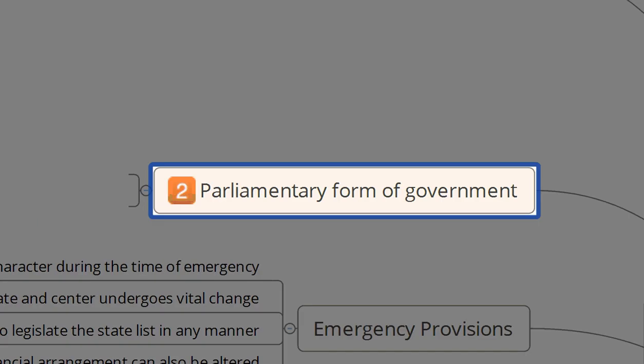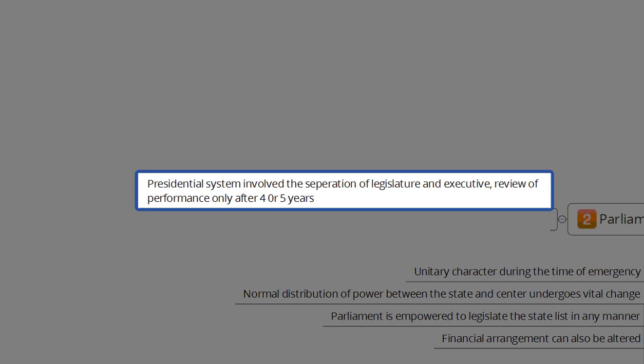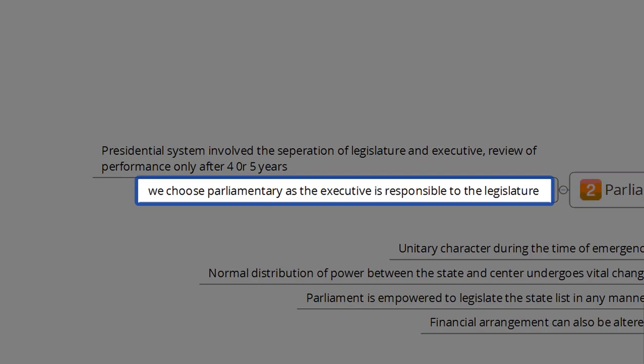And the second important feature of the Indian constitution is the parliamentary form of government. At the time of drafting our constitution, we had two choices, either to go for the presidential system or for the parliamentary system. But in the presidential system, the executive and the legislators will be different. If it is different, it becomes compartmentalized, and also the review of the performance will be happening only after 4 or 5 years. But at that time, where we were in need of dire governance, we felt that the parliamentary system is very suitable because the executive will be very much responsible for his actions to the legislature, who are the representatives of the people.